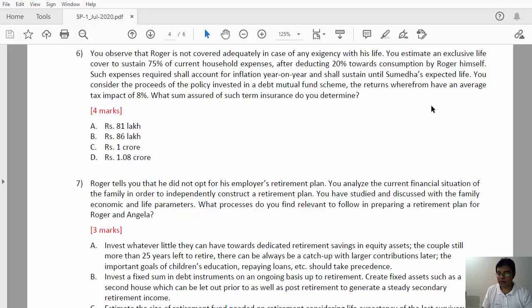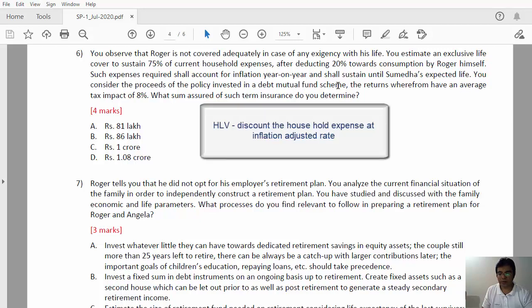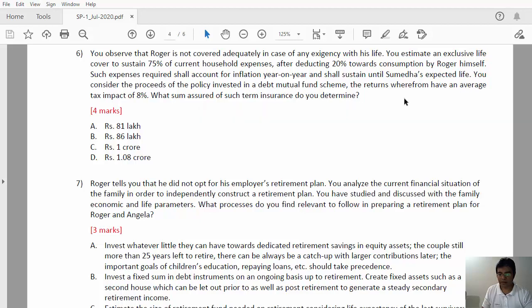The factors we have to consider here are the household expense, at 75% of the current expense, and from that we also have to exclude Roger's part, which is 20%. The expenses have to be inflation adjusted. The only thing to consider is that it is the last survivor, that is the spouse's life. The sum assured will be invested in a debt mutual fund, and the taxability is 8%. So we have to find what the sum assured should be.